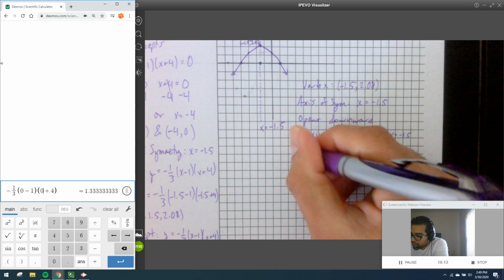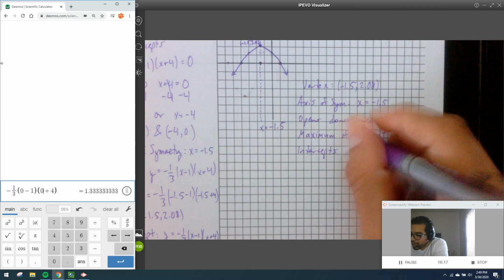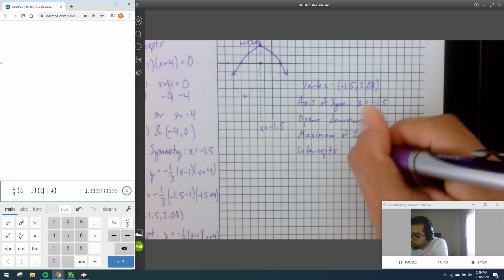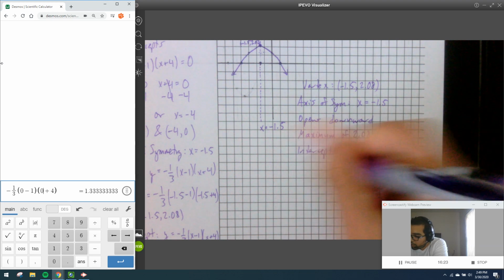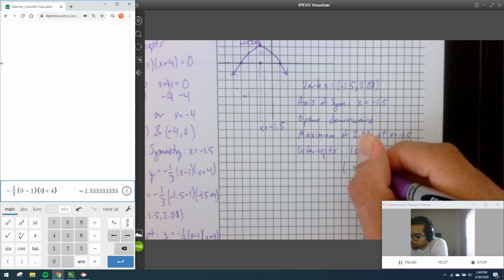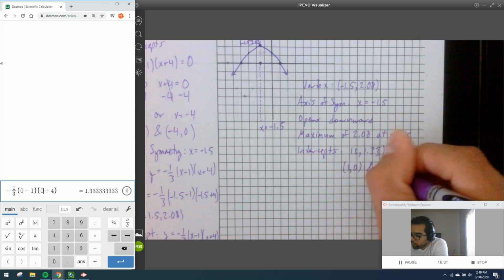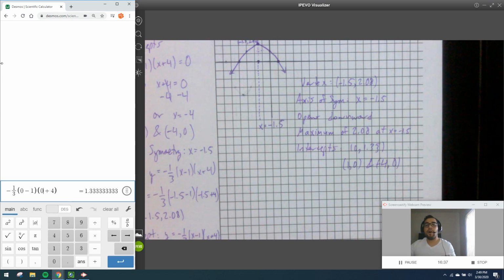And we have our intercepts, okay? We have (0, 1.33). Okay, that's my y-intercept. My x-intercepts are (1, 0) and (-4, 0). Close that up. And we have our quadratic with all the key features that we need to find.